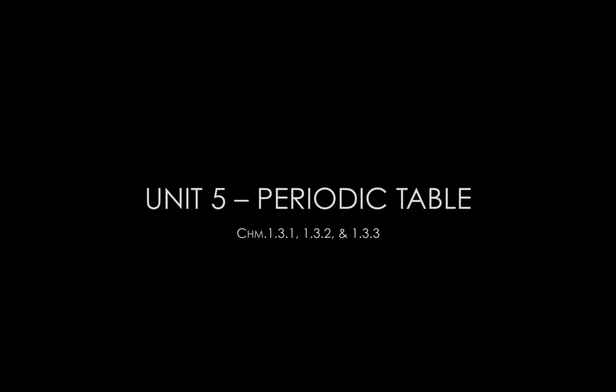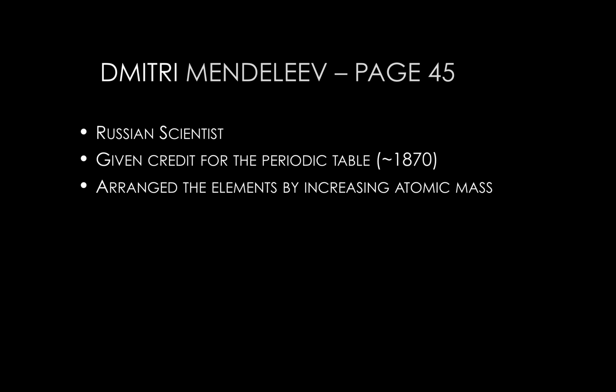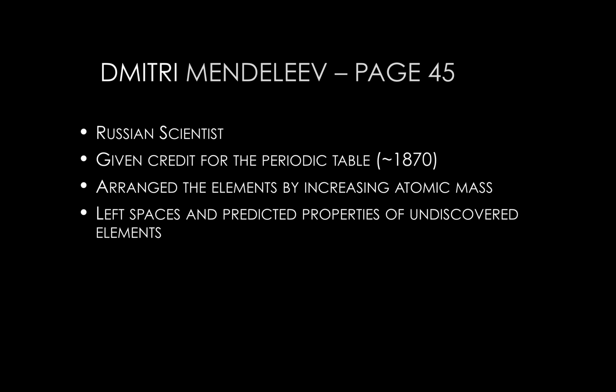Okay, so we're going to move on to Unit 5, the periodic table. So we just talked about electrons and their locations along with electron configuration and how light is released or emitted from an atom. So Dmitri was a Russian scientist, and he was given credit for the periodic table. Now, he arranged his periodic table by increasing atomic mass. Now, he left spaces because he knew an element belonged there, but it was missing based on properties of the other elements. So he left blank spaces on purpose for these undiscovered elements.